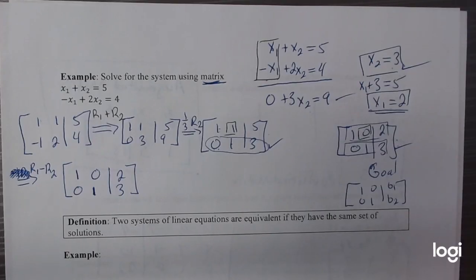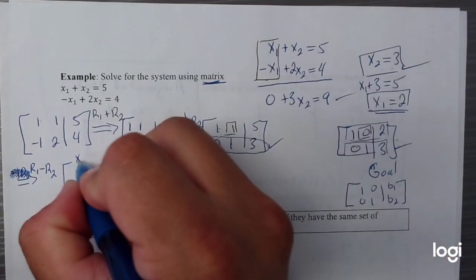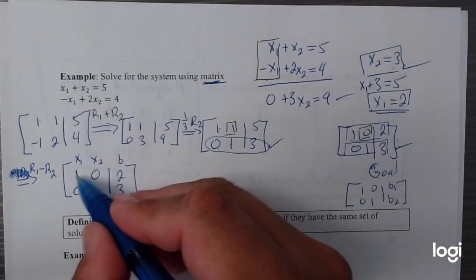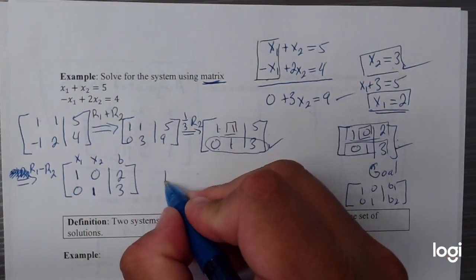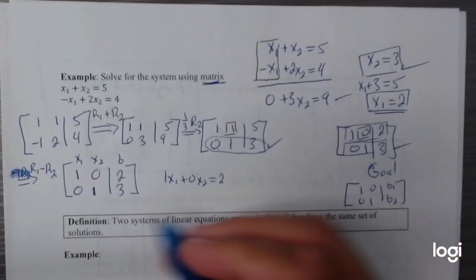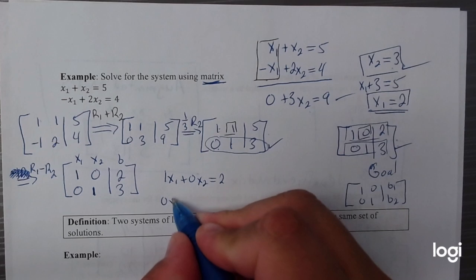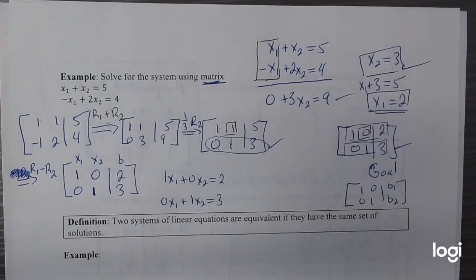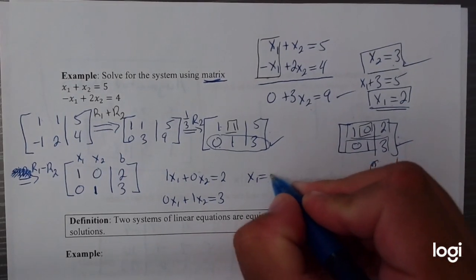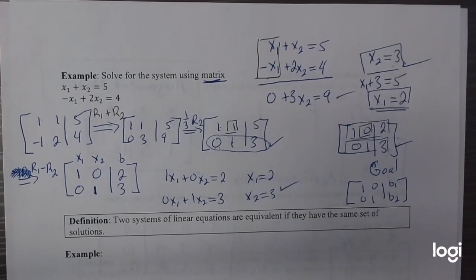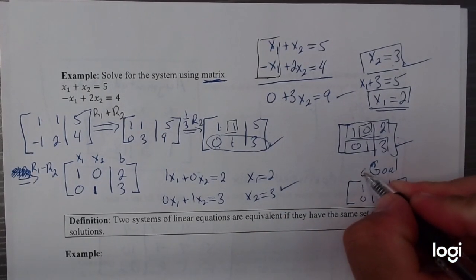Now I'd be wondering, how do we know this is our goal? Remember, this is x1, x2, and this is the b's. So what this is saying is the first row is 1x1 plus 0x2 equals 2. Second row says 0x1 plus 1x2 equals 3. Well, doesn't that say x1 equals 2, x2 equals 3? And there we go. So again, this is going to be our goal when it comes to solving.